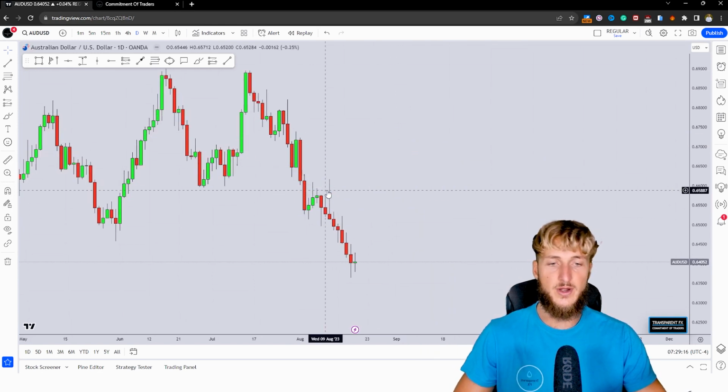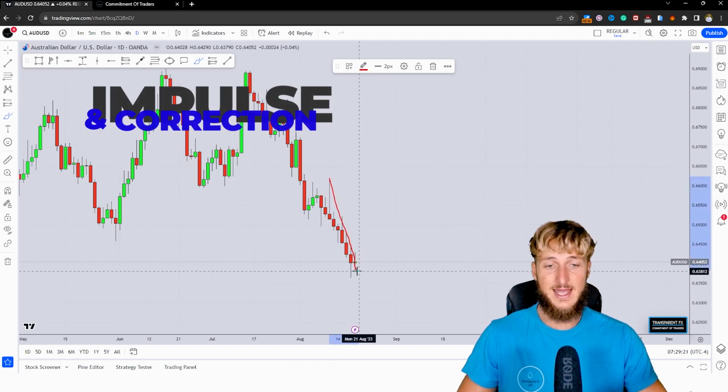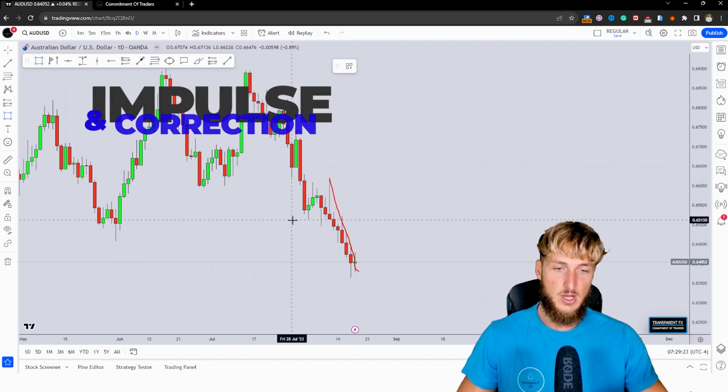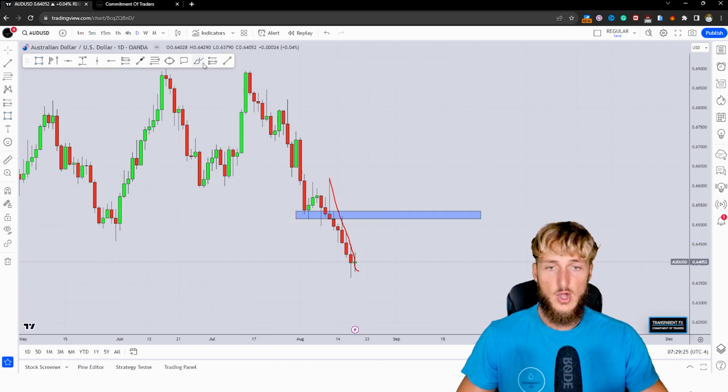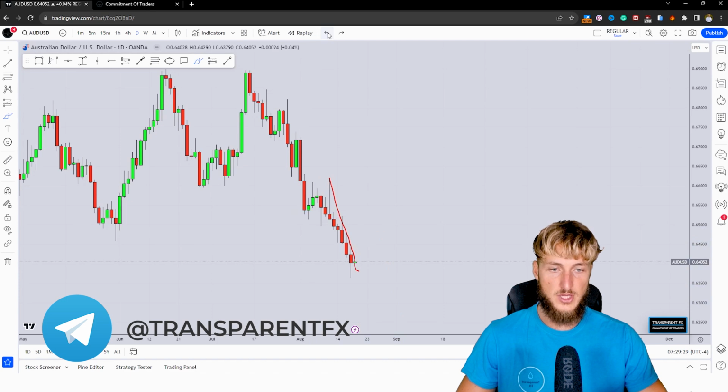If we continue our analysis here on the daily time frame, we can also notice how we had this impulse and, after the impulse breaking below this previous level of support, what we could expect is a potential correction and then more bearish continuation.